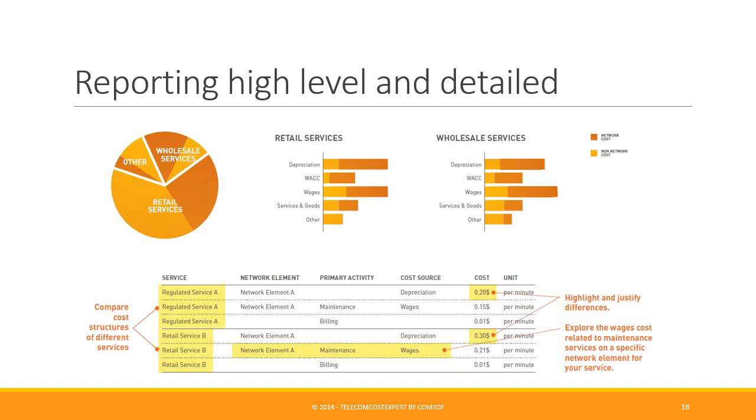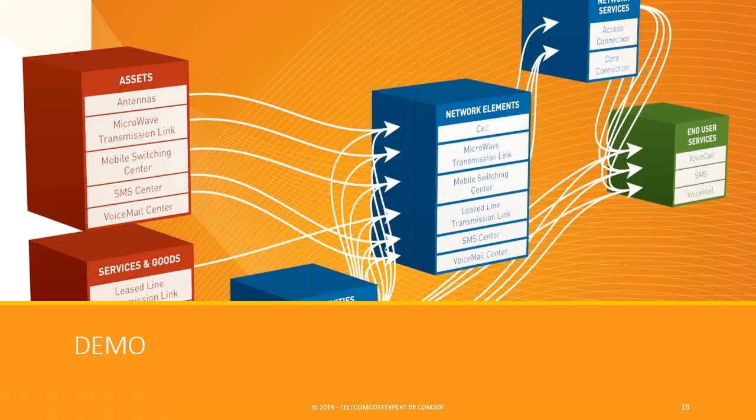The bottom half of the screen shows some more resulting reports. So I won't go into the details here, but if you look at the highlighted cells, so for example, here you have $20 for regulated service A, $30 for retail service B. This is a result, but from there you can start and investigate why it's the case that this is the price, the unit price for each of these services. So that's the theory behind what TelecomCostExpert does.